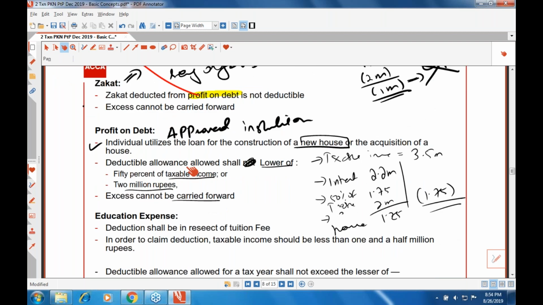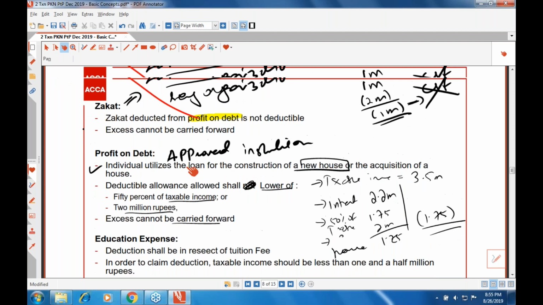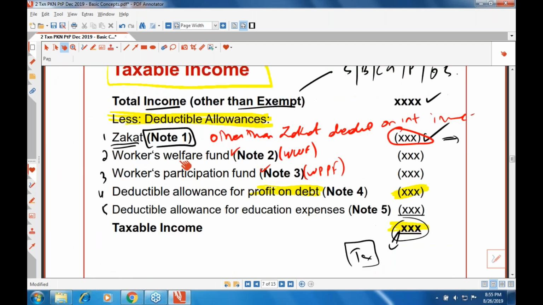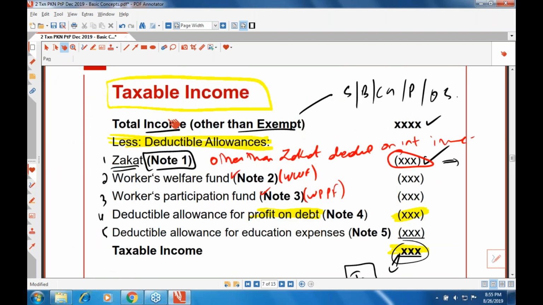Muhammad Adnan Salim, you are asking what is the use of interest in my example. When we compute taxable income, the first thing that you do is compute income from salary, business, etc., all heads other than the exempt income, and then you deduct things out of it. Now, what are the things that are deductible? One of the deductions that are allowed is the profit on debt. What is profit on debt? Profit on debt means interest.